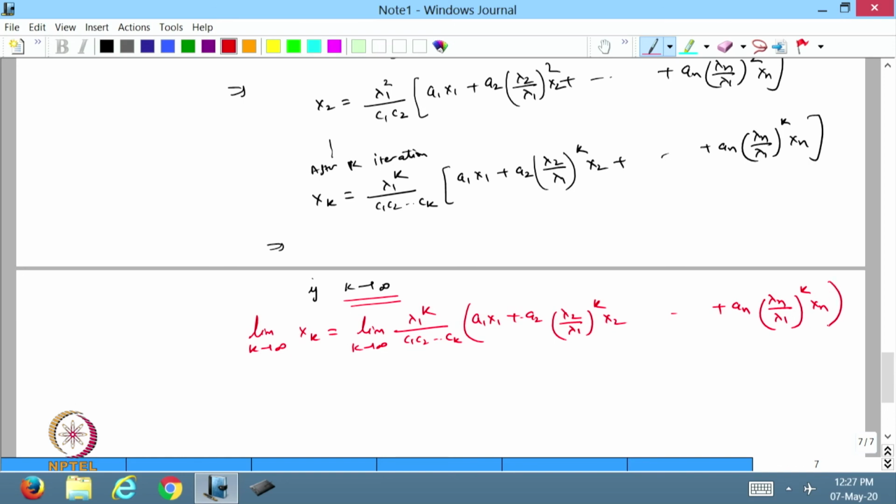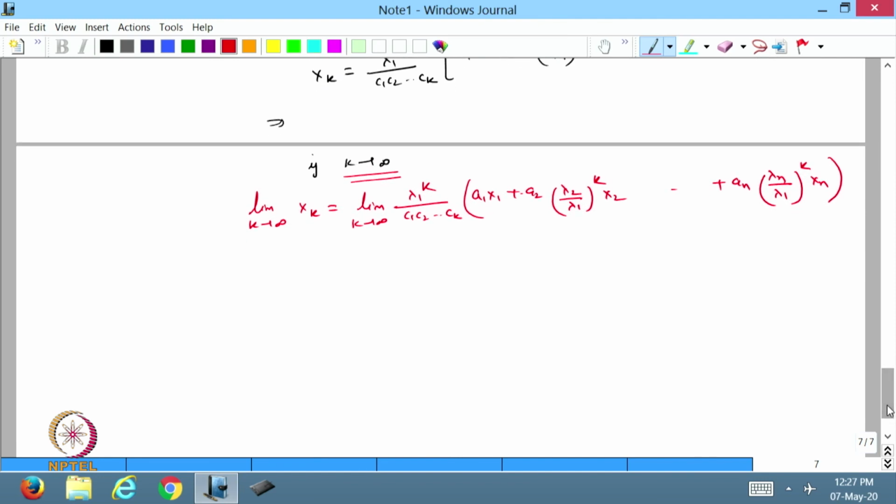And now we also assumed that the eigenvalues are distinct and real also, but if they are not real then we have to take the magnitude. So, in that case we can take the magnitude of this one when the eigenvalues are complex. Now, if you see from here, the limit k tends to infinity x k, and on the right hand side all these terms tend to 0.